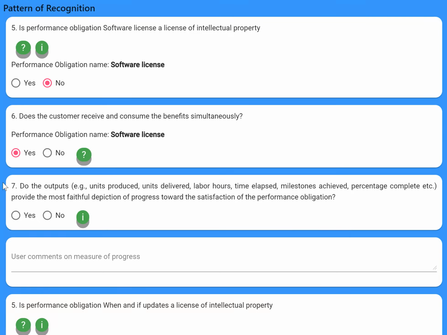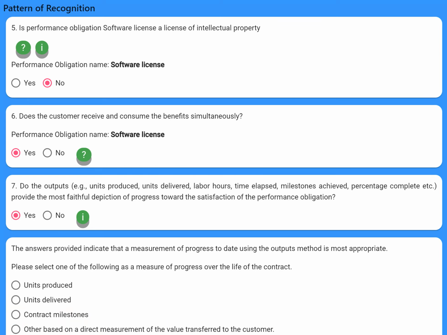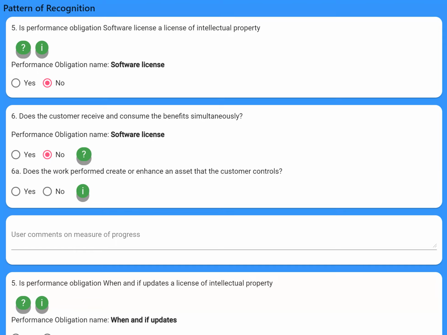And if you answer yes, then you're going to be asked to select which outputs provide the most faithful measurement, so units produced, units delivered, etc. If you'd answered no, then you're saying that inputs provide the most faithful measurement of progress, so now you're going to be asked which inputs provide the most faithful, machine hours, labor hours, etc. But let's say we had answered no there, which meant that the customer is not simultaneously receiving and consuming the benefits of the performance obligation.